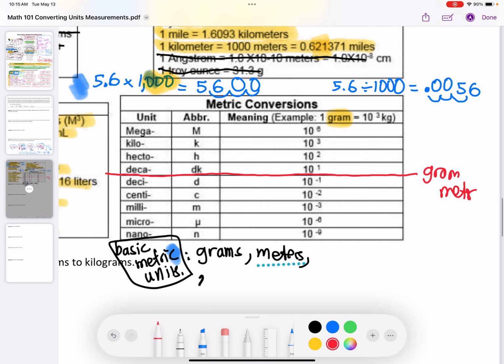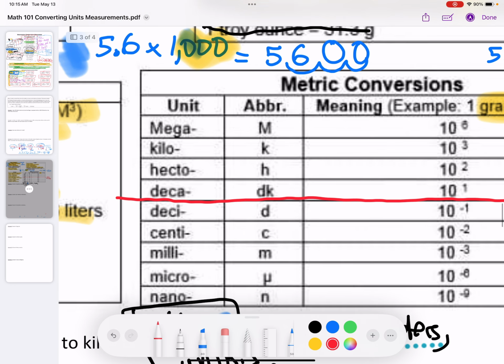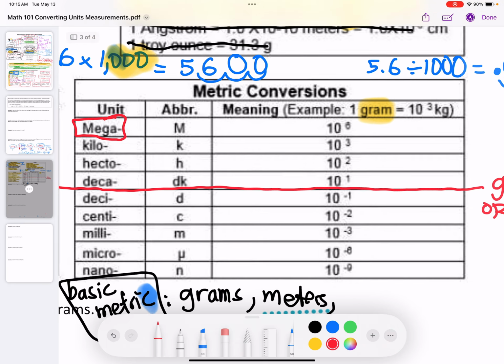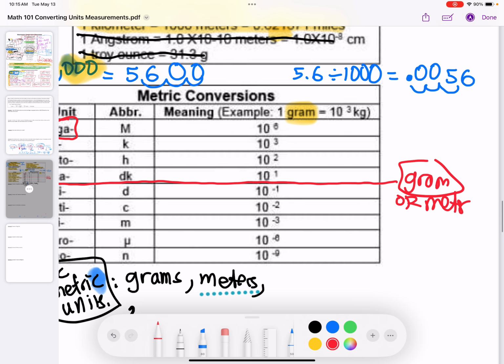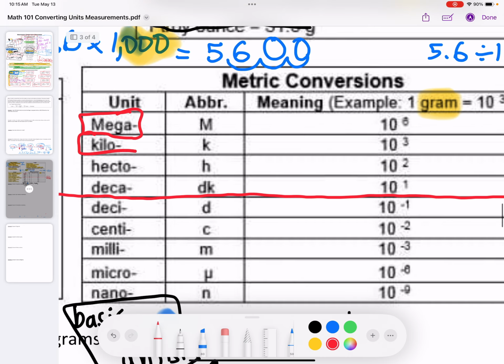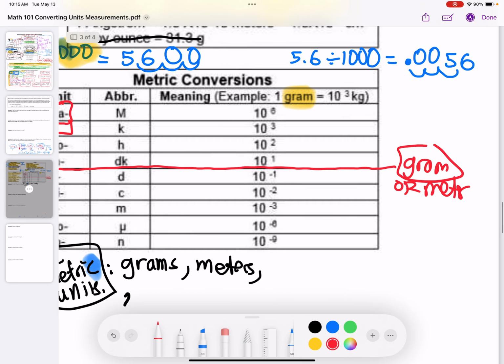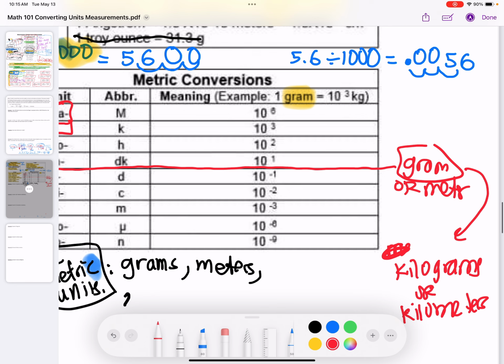But if you want to add a, what do you call it? Dang, I can't remember the English word for it. You know when you put a new beginning on the word. Mega grams or mega meters, you don't hear that very often. Kilometers, kilograms. If you want to take those and convert them, for example, kilometers, whatever.